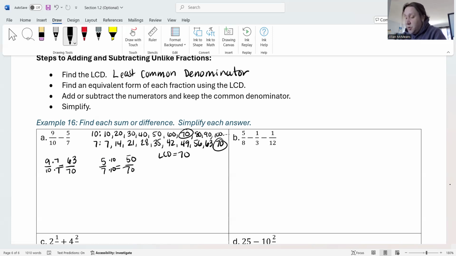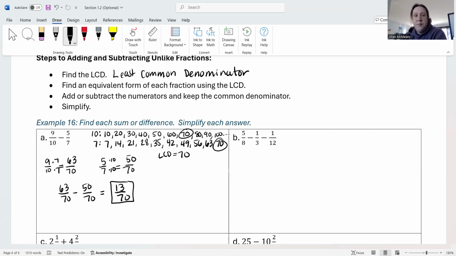So what we're going to do is just rewrite the problem now, but we're going to plug in those equivalent forms of the fractions first. So I get 63/70 minus 50/70, and that's going to be 13/70. 13 is prime, and it is not a factor of 70, so we're done. Okay, so that's how you would do adding and subtracting fractions with different denominators. None of these individual steps are necessarily difficult. There's just a lot of them. That's the problem here. That's what people don't like.